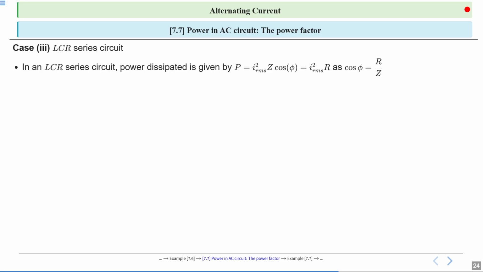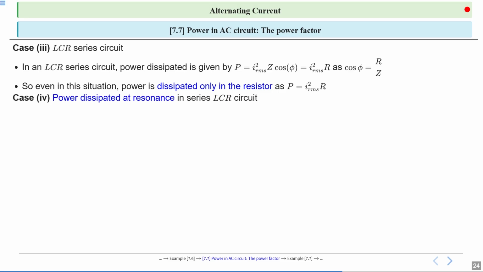So if we put cos phi in the expression P equal to IRMS square Z cos phi, then it will become IRMS square R. Even in this situation, even in the LCR circuit, power is dissipated only in the resistor, because across the capacitor and across the inductor, power dissipation is 0. So even in the LCR circuit, power is dissipated only across the resistor as P equal to IRMS square R.